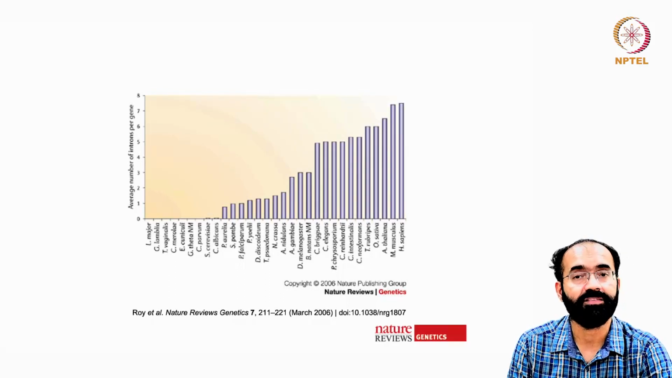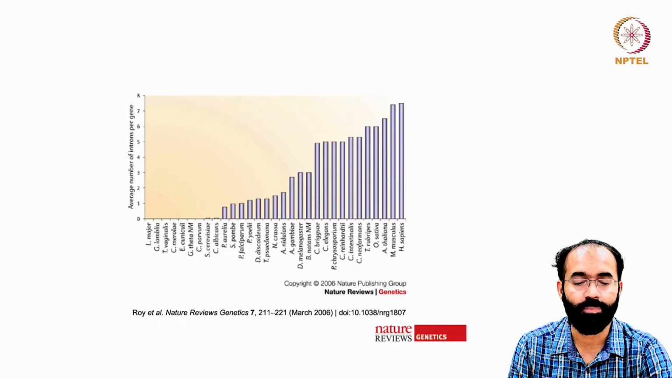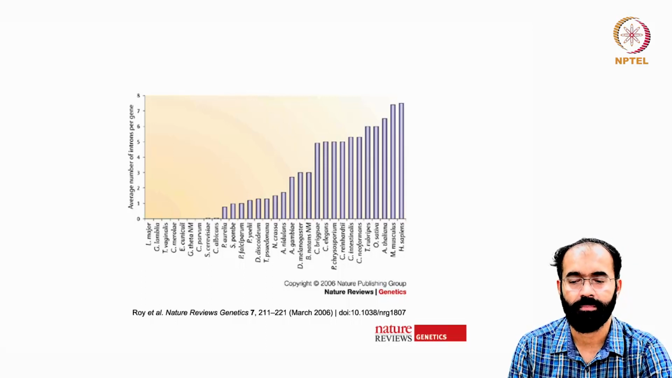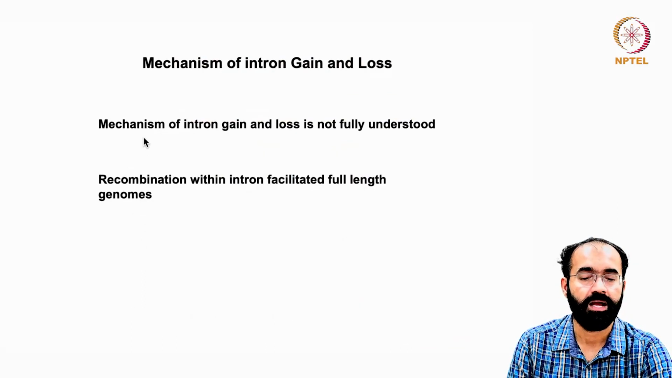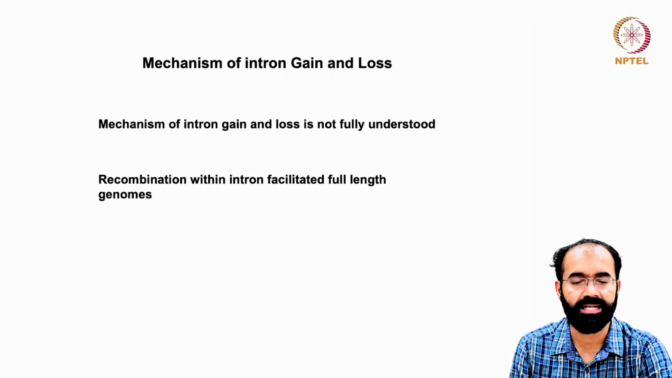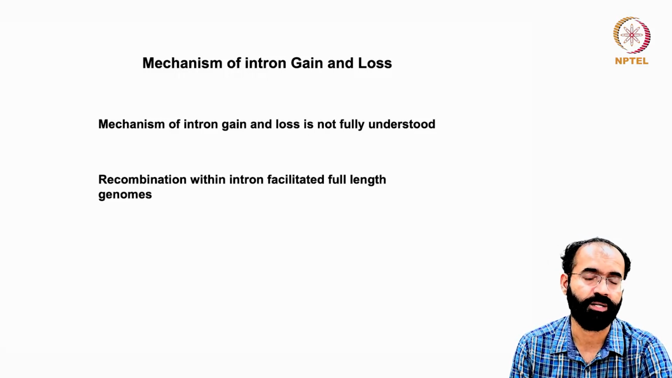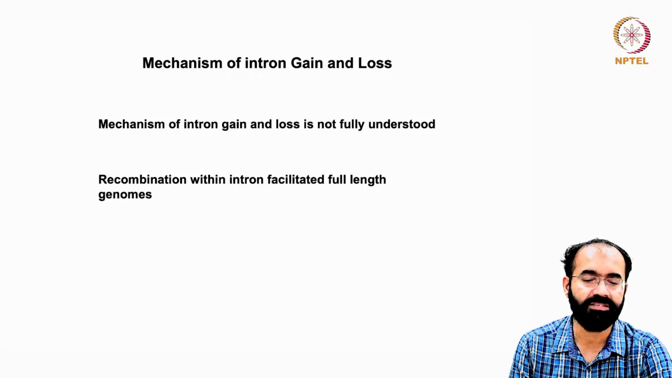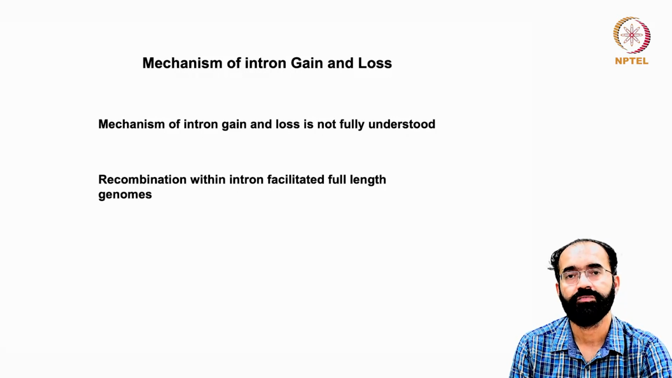We know this slide, we have seen it earlier also. As the complexity of an organism is increasing, you have more and more introns. Humans have around 7 to 8 introns per gene. Same with mice also. But the question is, how do we gain or how do we lose introns? The mechanism of intron gain and loss is not fully understood because nobody can see it in real time. We can only speculate. So we can assume that recombination within introns facilitated full length genome.